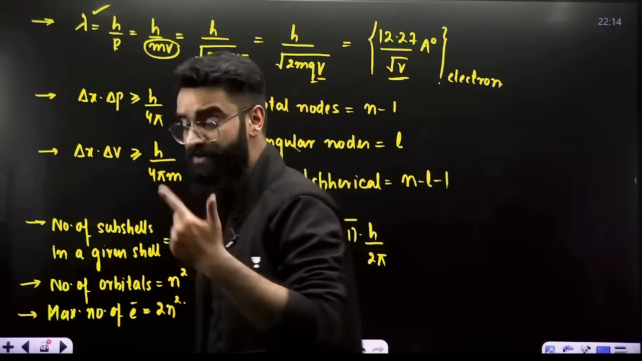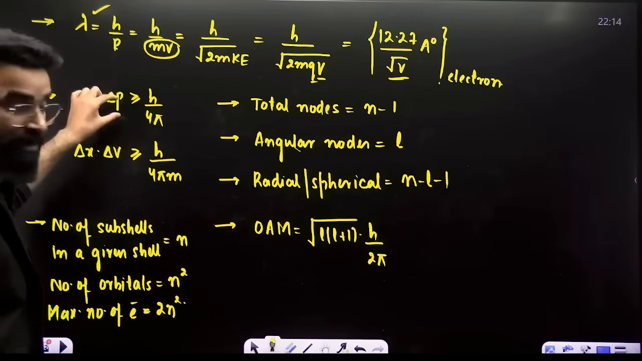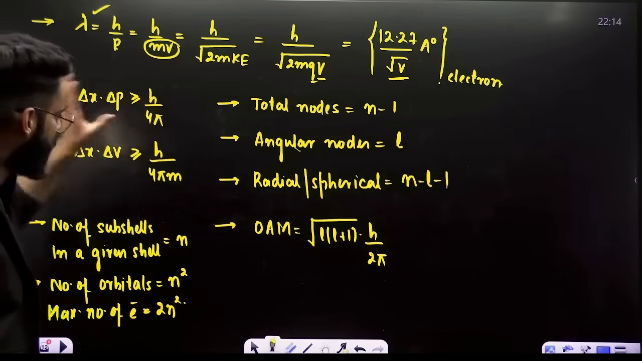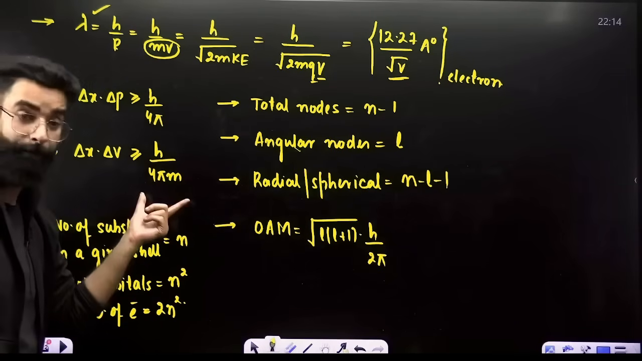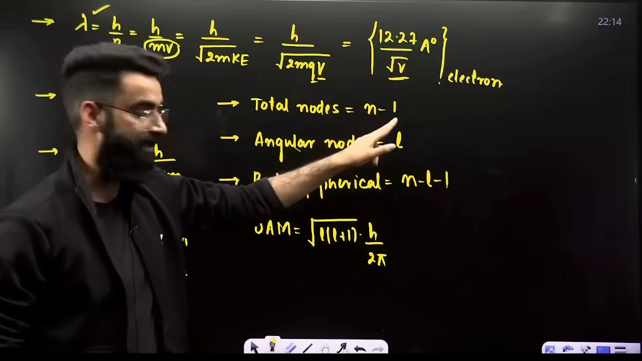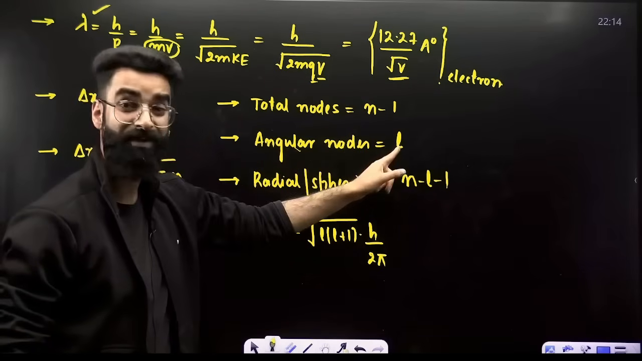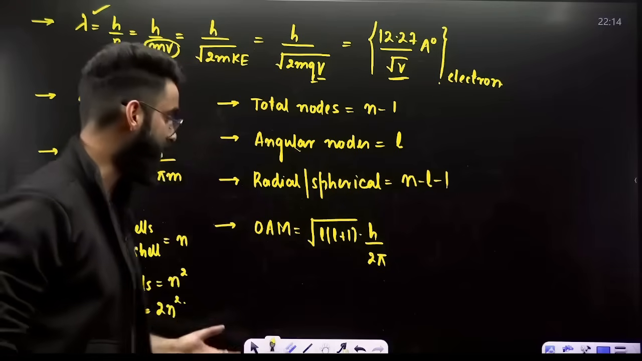Okay. In case of Heisenberg's uncertainty principle, error in position multiplied by error in momentum has to be greater or equal to h upon 4 pi. Or you can say delta x dot delta v is greater or equal to h upon 4 pi m. Okay. Similarly, how do we calculate the total number of nodes? N minus 1. How do we calculate angular nodes? The value of L, azimuthal quantum number. Radial nodes, N minus L minus 1, right?